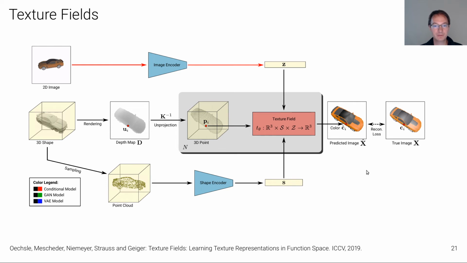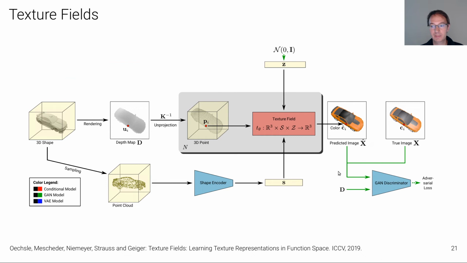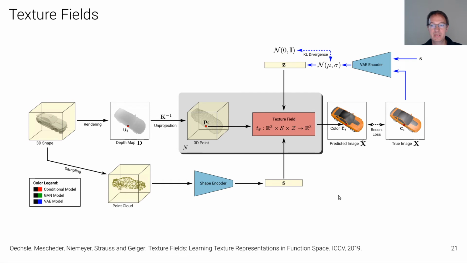We can also build generative versions of this model. So one thing that we did is we used a GAN or adversarial loss, where now there is no image encoder anymore, but we sample the latent code randomly from a standard normal distribution. And here we have no reconstruction loss, but instead we compare the predicted and the true image using this discriminator. We can also build a VAE type of model where we now have the reconstruction loss again, but we also have an encoder that takes an image and predicts a latent code for that image that gets reconstructed and then compared to the original image using the reconstruction loss.